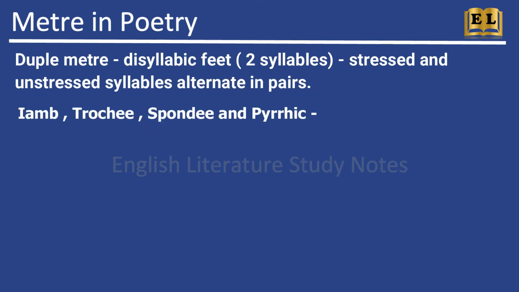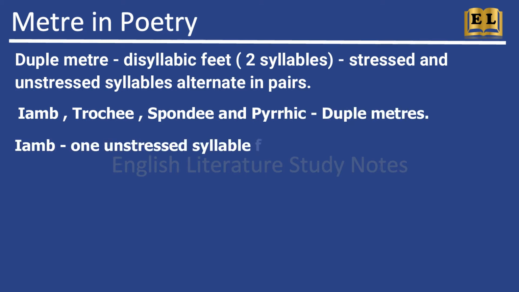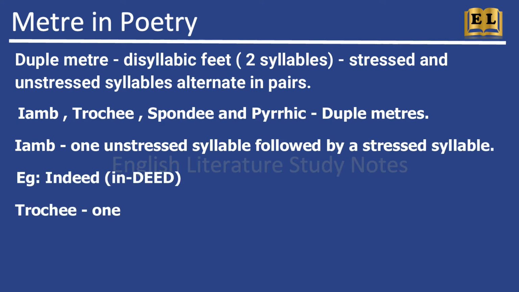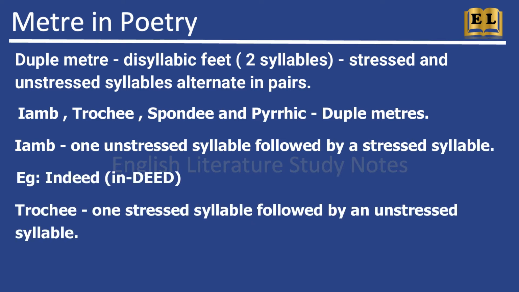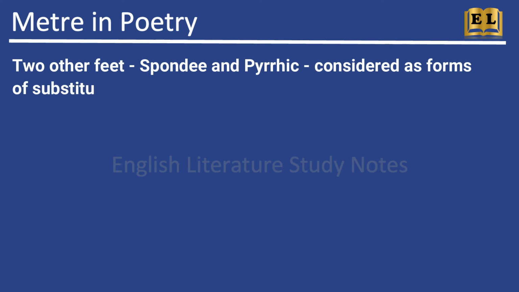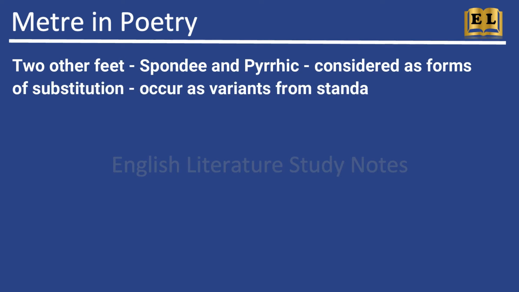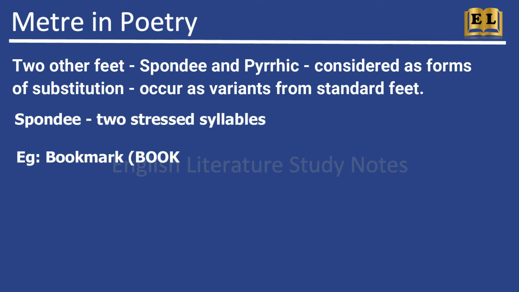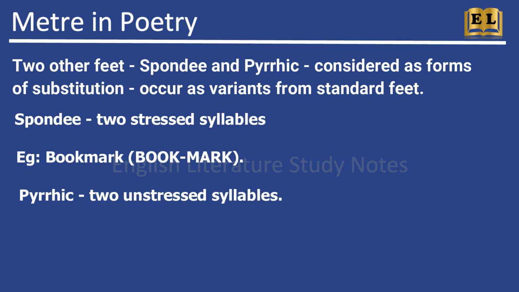Iamb, trochee, spondee and pyrrhic are duple meters. Iamb consists of one unstressed syllable followed by a stressed syllable. Trochee consists of one stressed syllable followed by one unstressed syllable. Two other feet, spondee and pyrrhic, are often considered as forms of substitution. They occur in English meter only as variants from standard feet. Spondee consists of two stressed syllables. Pyrrhic consists of two unstressed syllables.